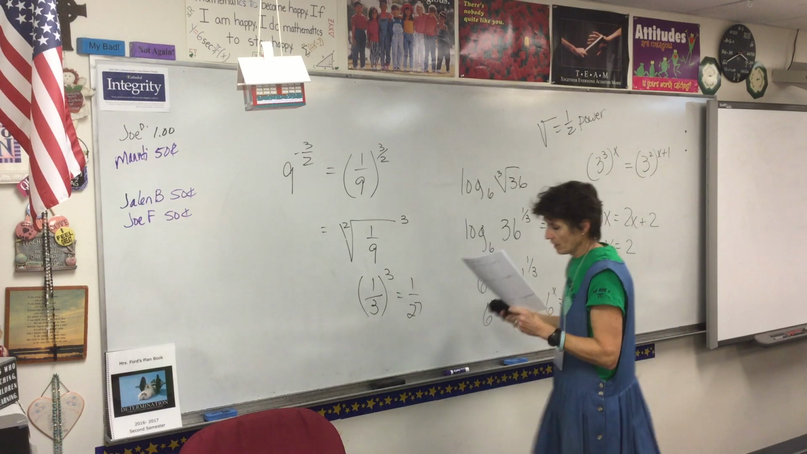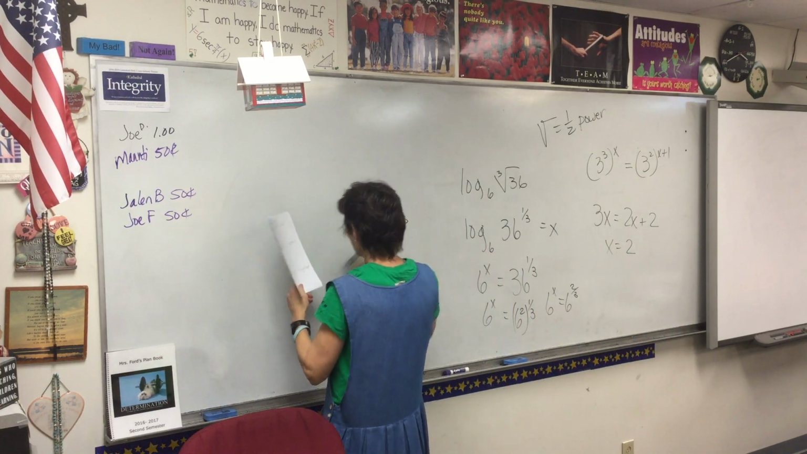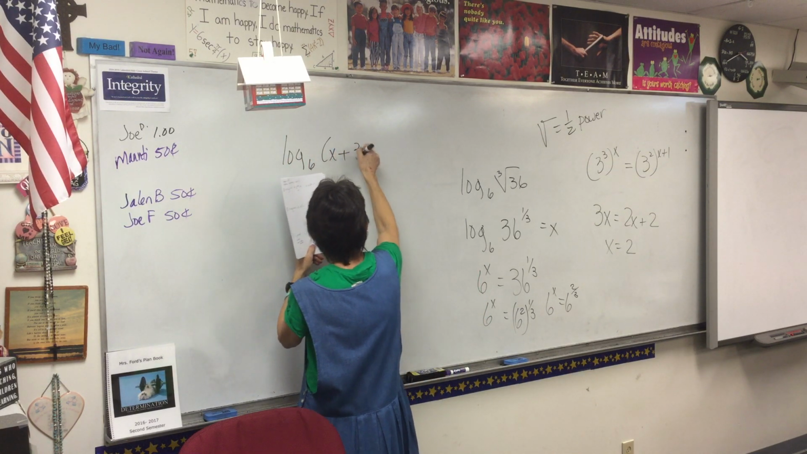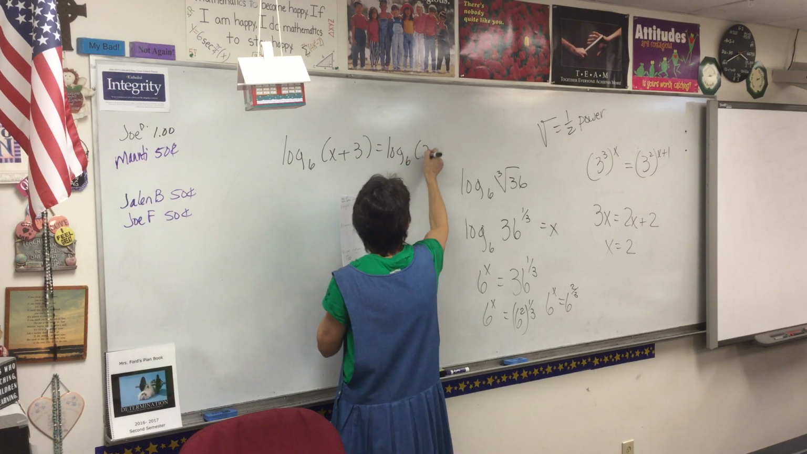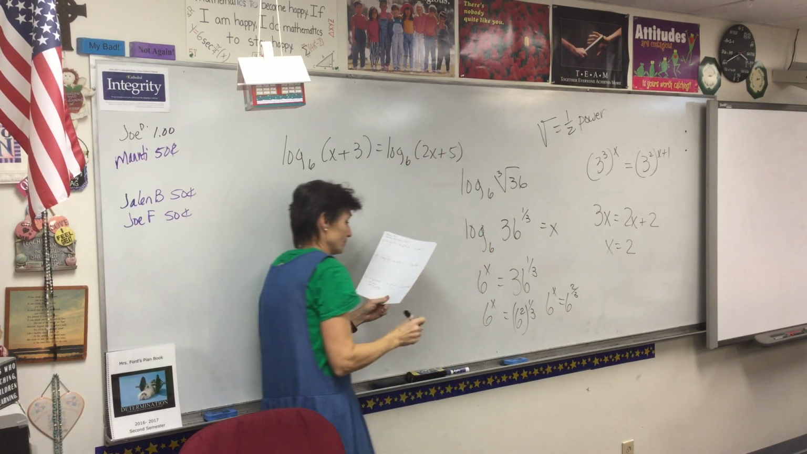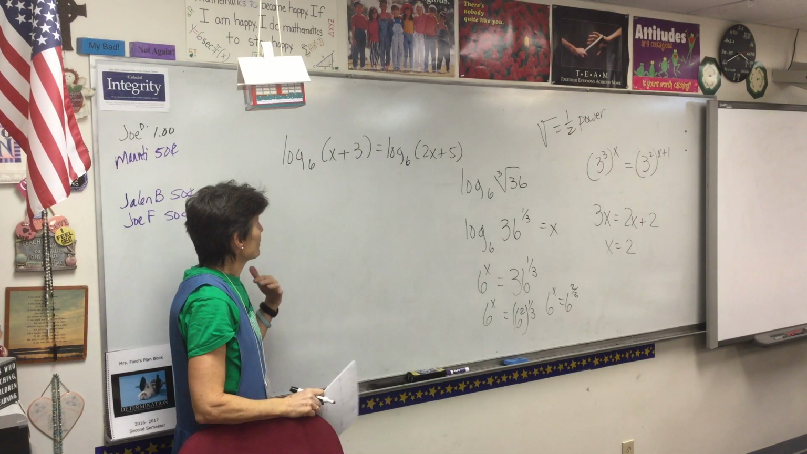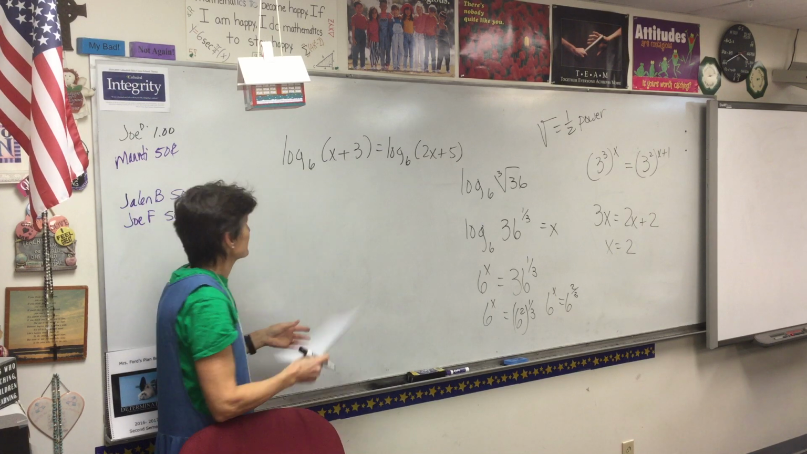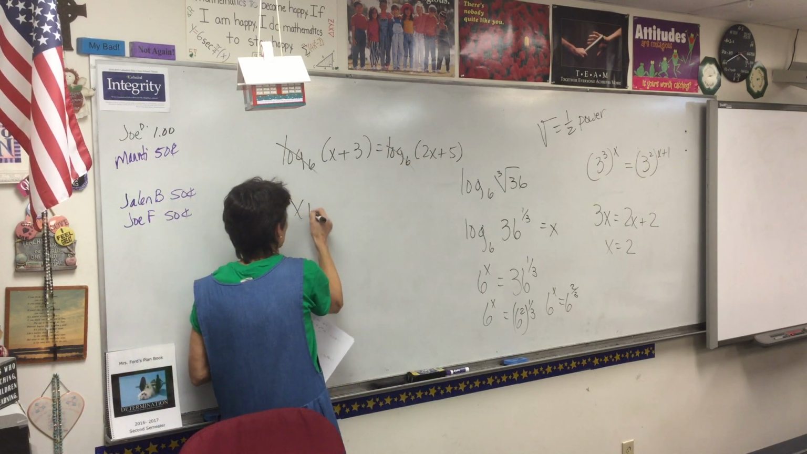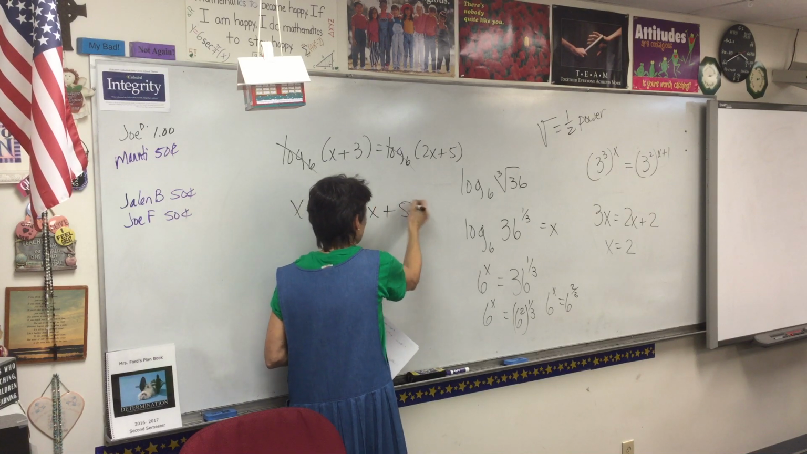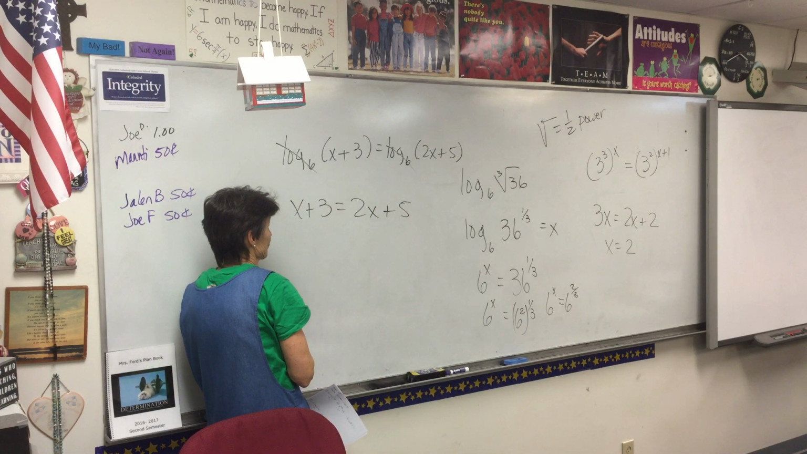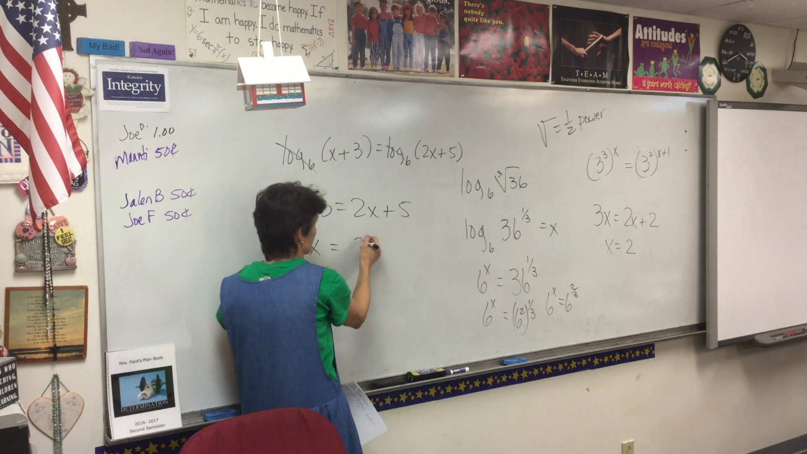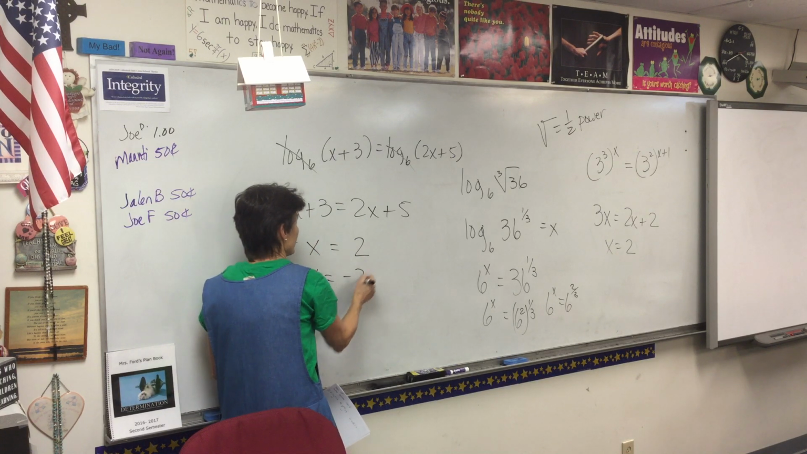On C, what's that last number? I don't know, let's make something up. Let's make it a 5. So log base 6 of x plus 3 equals log base 6 of 2x plus 5. You can cancel the log. They don't get any easier than this, do they? So x plus 3 equals 2x plus 5. So negative x equals 2. I got negative 2, did you?